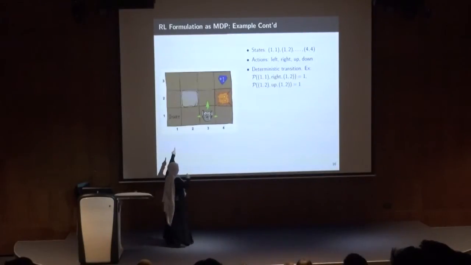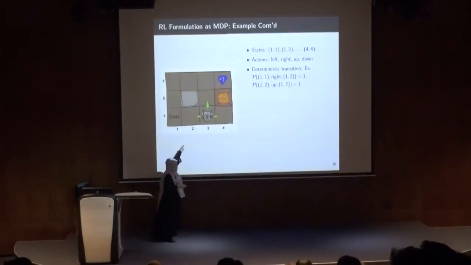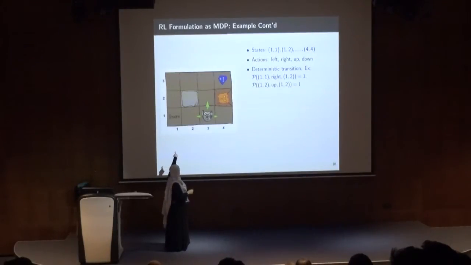Being in state 2,1, it should be, and executing the action up, I will end up in the same state, because I have a wall, right?